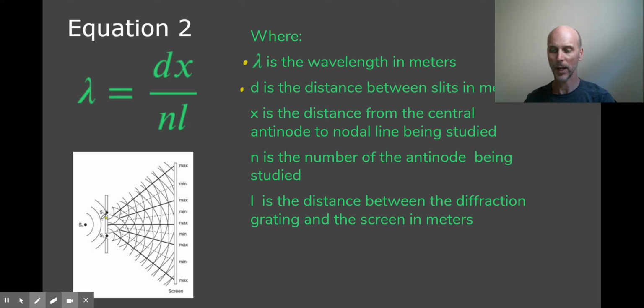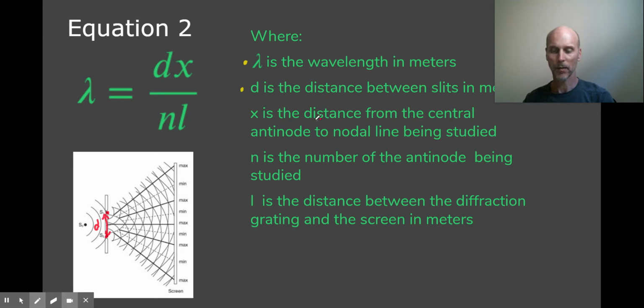So again, we have this diffraction grating. I'll refer to this picture down here. You'll notice that we have it. So again, the distance, in this case, S1 and S2 are the two openings in the barrier here. So that represents the d. So d would be measured between these two points here.